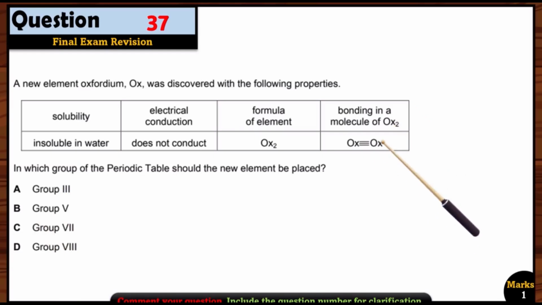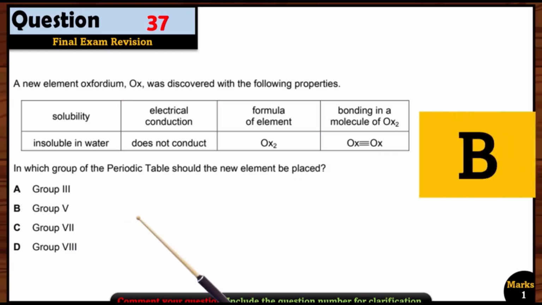But it is also forming a bond. If you see over here, it is forming a bond, right? So it also does not belong to group 8, because group 8 are noble gases. Now we are left with B and C. For B and C, we have to find the oxidation state. If you see here, there are 3 bonds between two atoms of OX. It means it has a triple bond. Triple bond means it needs 3 electrons in its outermost shell. So it belongs to group 5, because group 5 has 5 electrons in the last shell, so it just needs 3 electrons. So that's why option B is the correct option here.